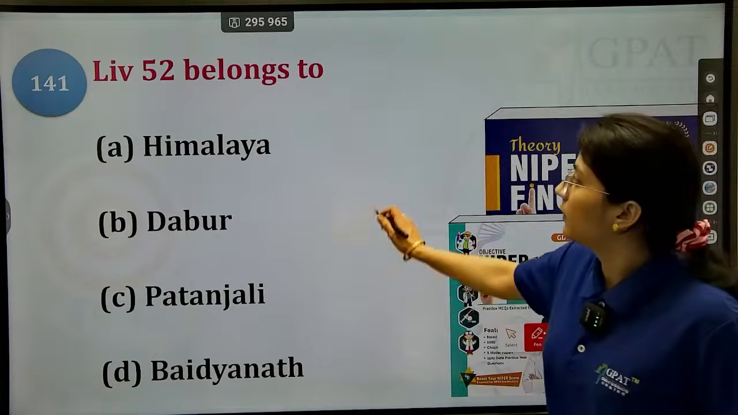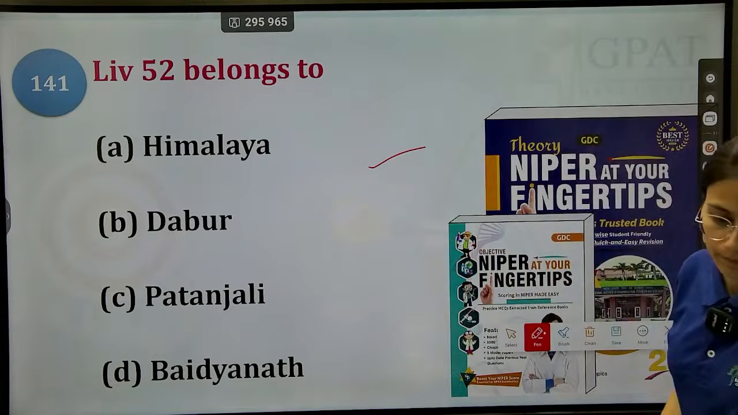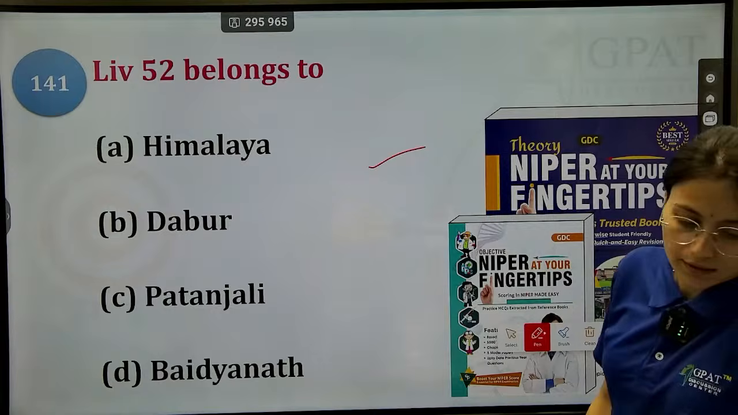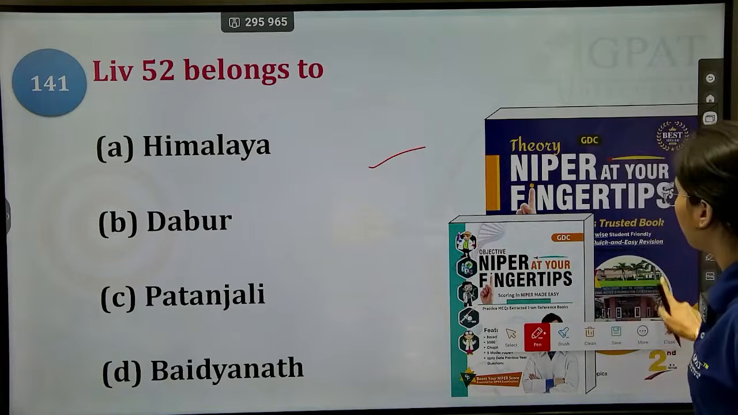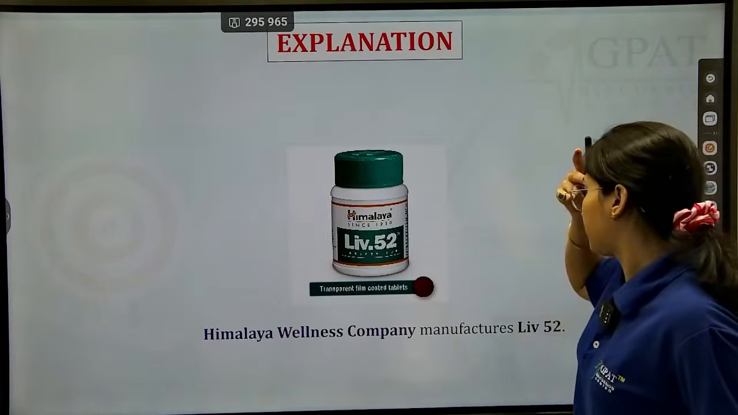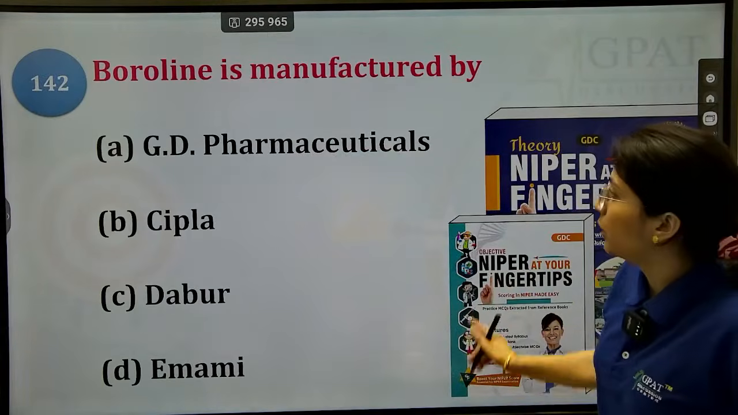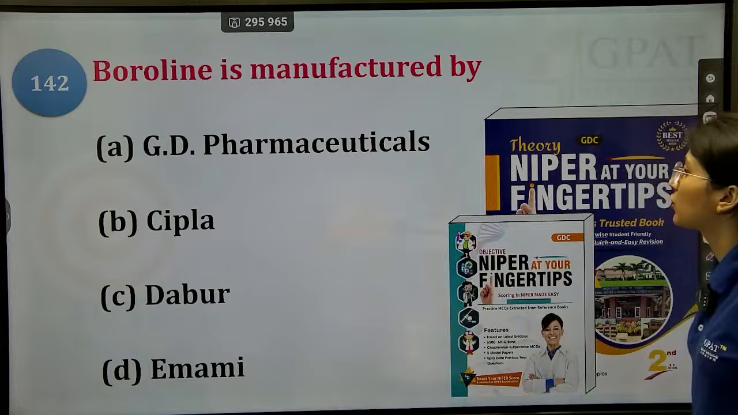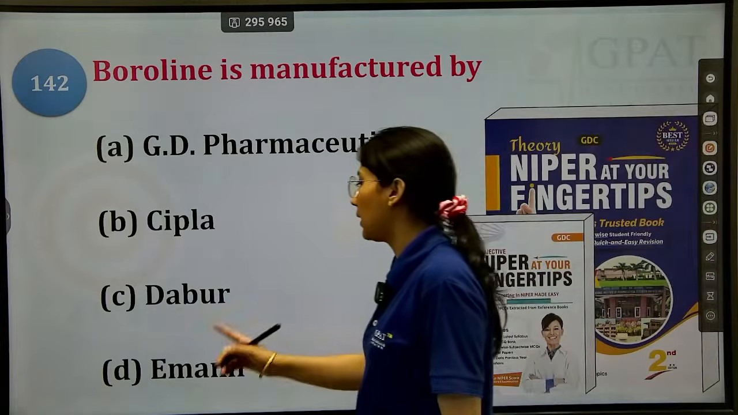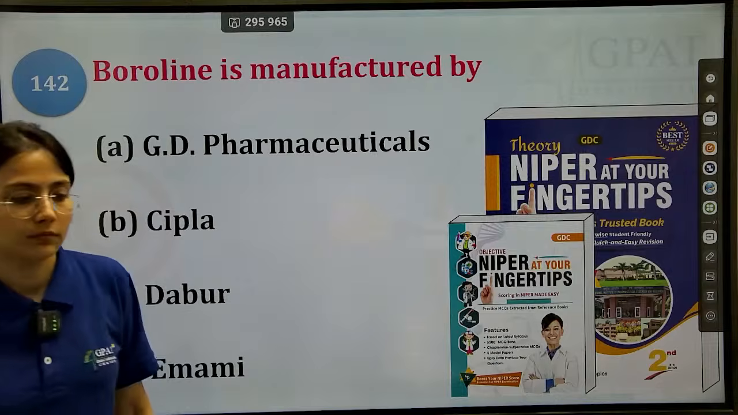That is Himalaya. Yes, option A is correct. Very good, Himalaya. Himalaya Wellness Company manufactured Liv.52. Okay, now Borolene is manufactured by GD Pharmaceuticals, Cipla, Dabur, or Emami. Which?